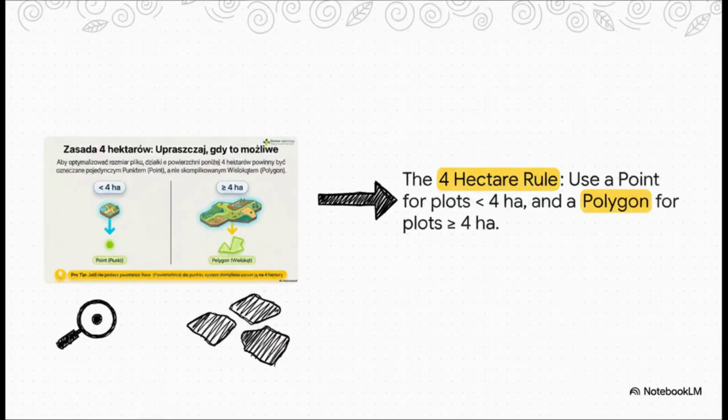Now, to help you stay under that size limit, the EU gives you a really smart shortcut. It's the 4-hectare rule. If a plot of land is pretty small, under 4 hectares, you don't need to draw out the full boundary. A single GPS coordinate, a point, is good enough. For anything 4 hectares or bigger, though, you have to provide the full boundary, the polygon. This one rule can be a lifesaver for keeping your file size down.